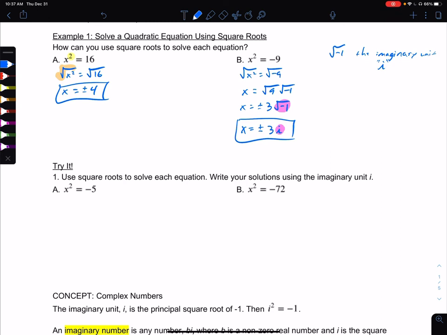And throughout this section, we're going to get into more detail on what we can do with complex numbers. We're going to look at operations of them, simplify expressions, and solving equations. But the key thing here that you really want to know is this square root of negative 1 is the imaginary unit.